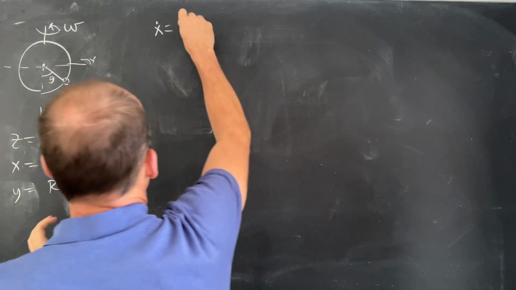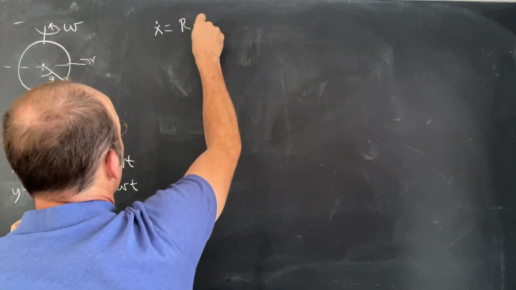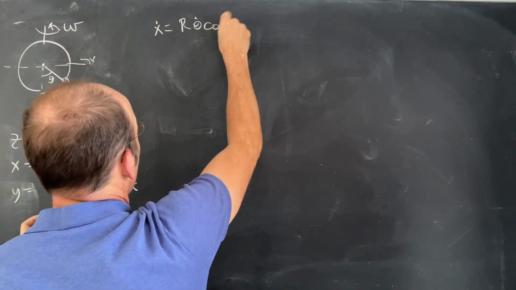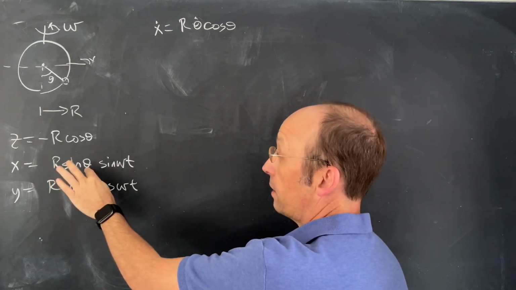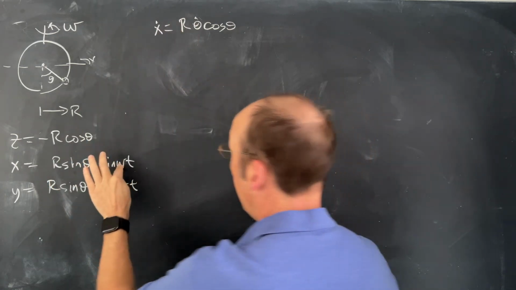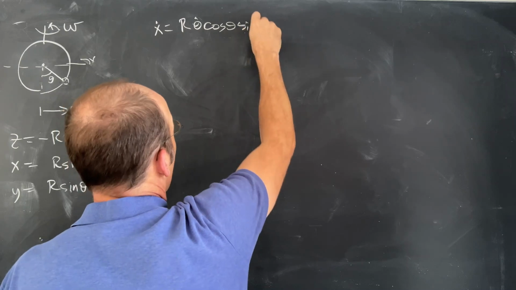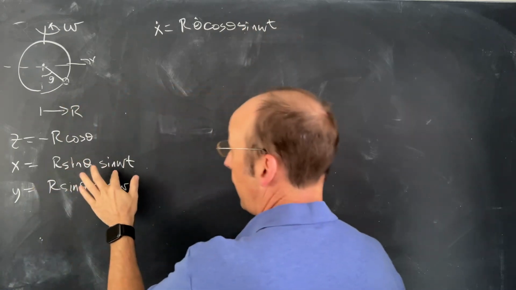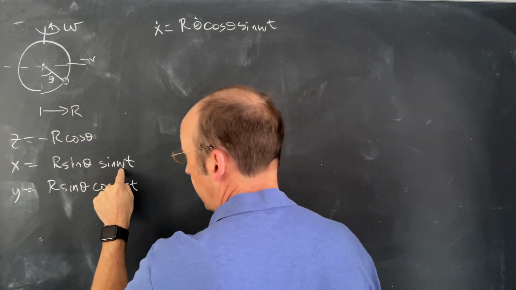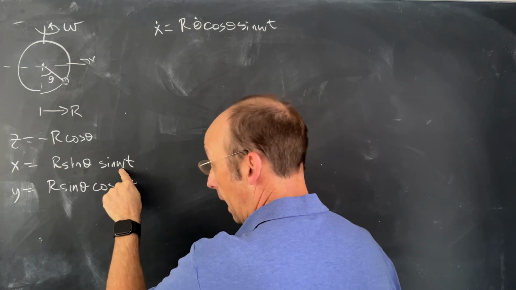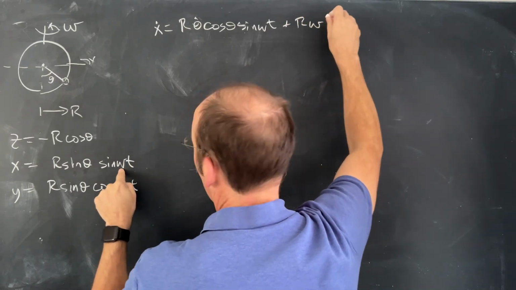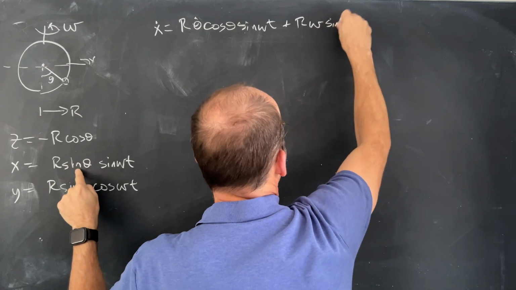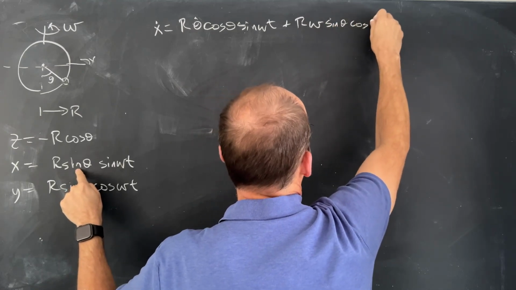That's going to give me r theta dot cosine theta. I took the derivative of sine theta and got cosine theta, but then I have to take the derivative of theta, and I get a theta dot. And then I have this term sine omega t. Now I need to take the derivative of this, so I'm going to get an omega term in there. So it's going to be plus r omega sine theta cosine omega t.